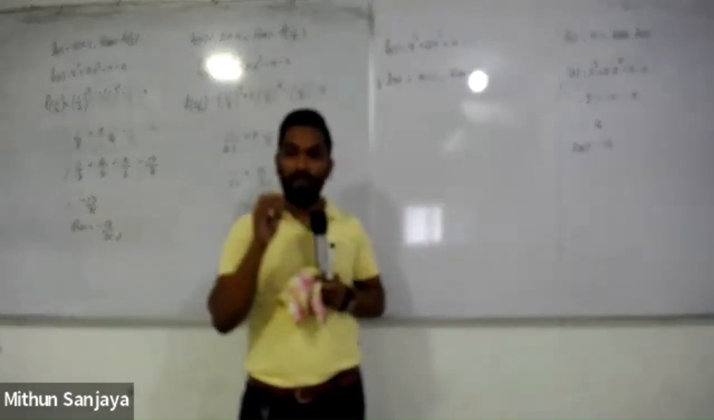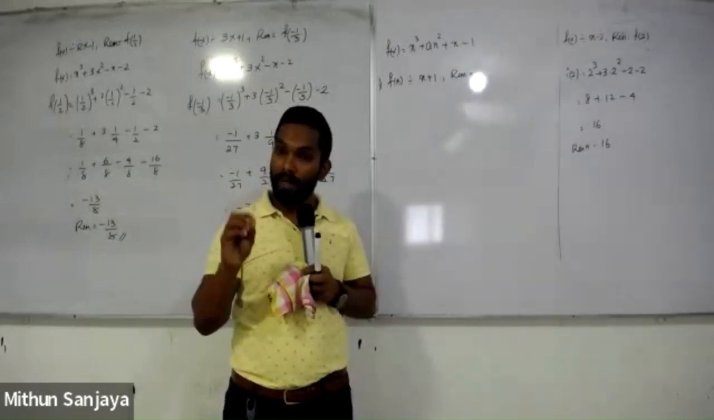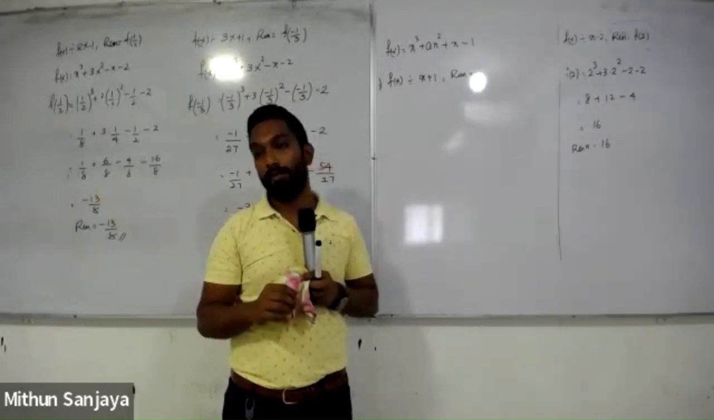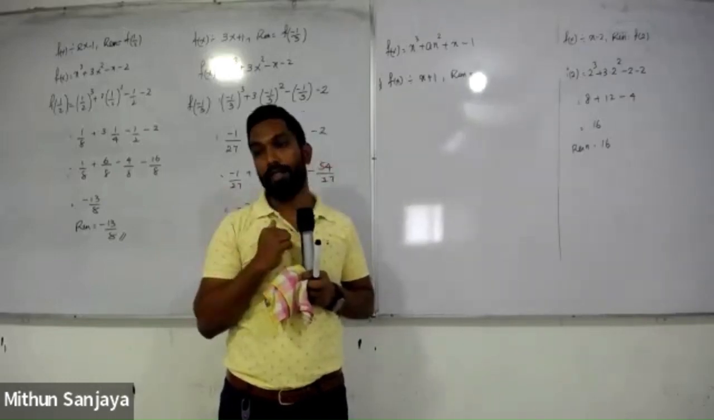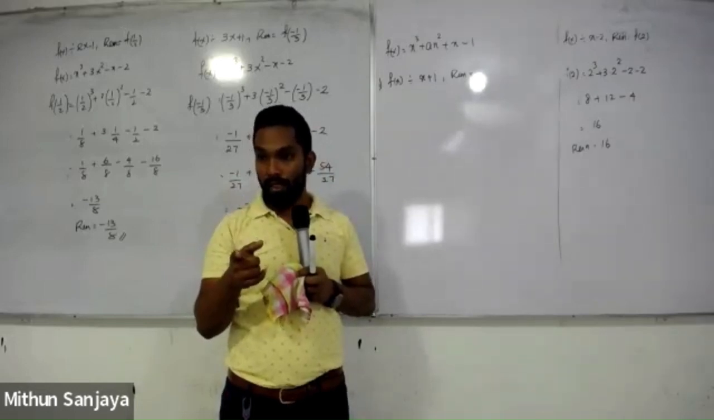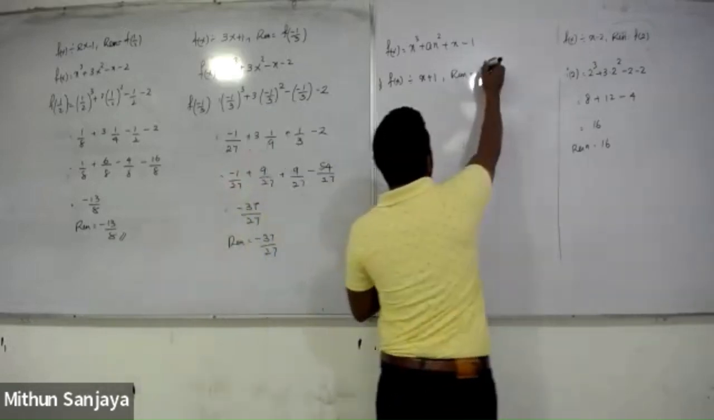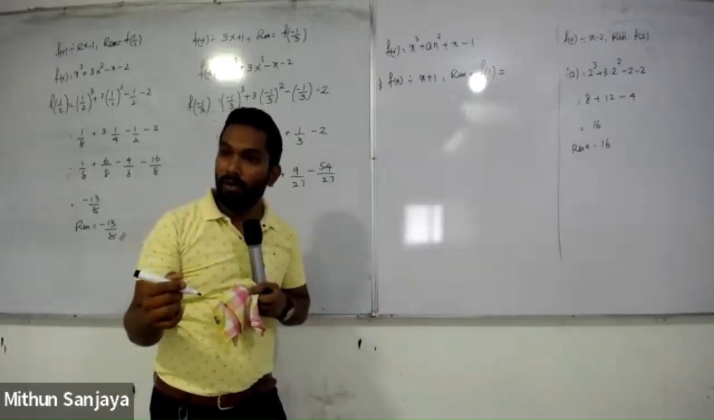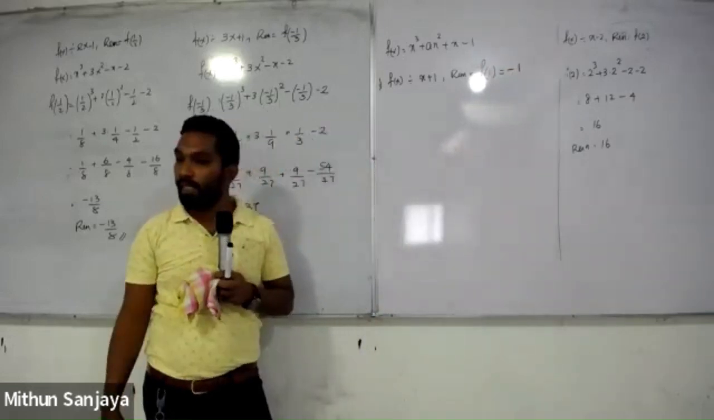Now if it says f(x) divided by x minus 1, what is the remainder? We write the remainder using the remainder theorem. By the remainder theorem, the remainder is f(1). Then it is equal to the given value, minus 1. After that, we get the equation.